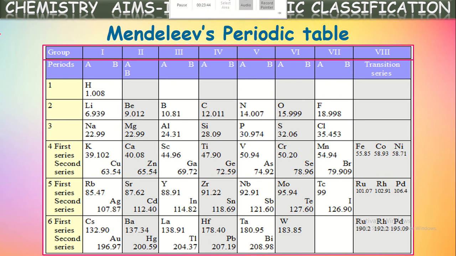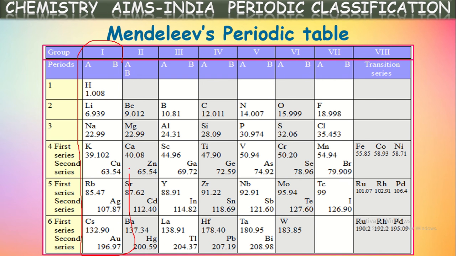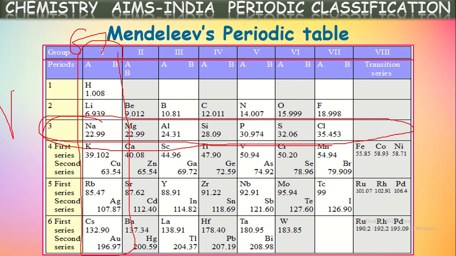These vertical columns are called groups. Suppose you say this is one group, and these horizontal rows are called periods. This is called a group. This is called a period. These elements kept in one column are considered to have similar properties. Okay, this is the periodic table given by Mendeleev.